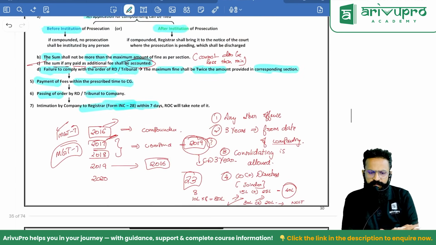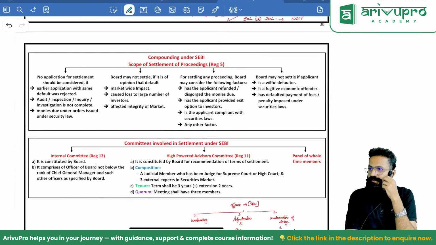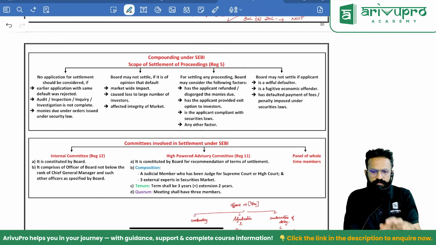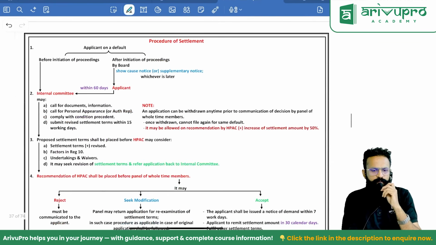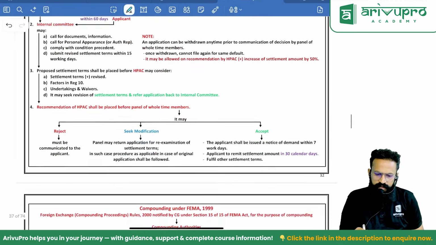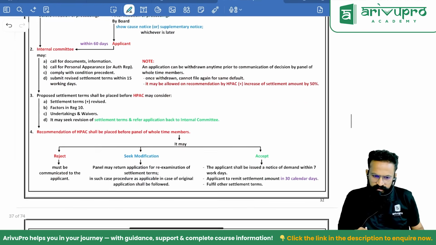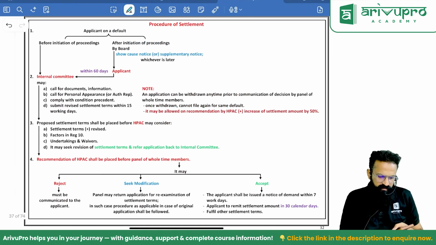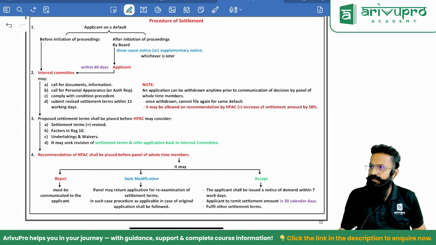Now what we are seeing is compounding. We are starting with compounding under the SEBI Act. Now what have they given? How does it happen? What is the provision and all that? I have given you a procedure. Before I do this, what I thought was, if we see this particular chart, it will almost give us clarity on a lot of aspects. So if you can take a picture of this, is it clear?